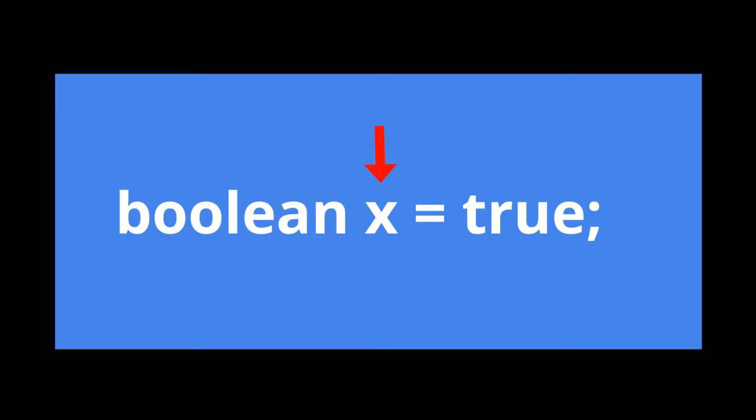The next part, x, is the name of our variable, and it can be named whatever you'd like. Following this, we have our equal sign, which sets our variable equal to a certain value, true or false. After this is the actual value that it's equal to, again, true or false. And finally, we have our semicolon, which marks the end of this line of code.